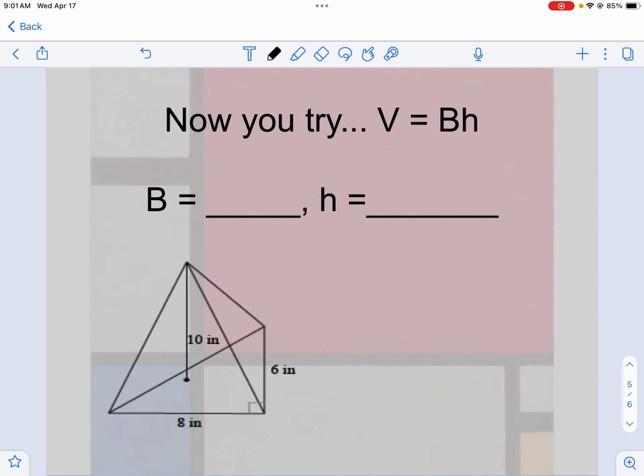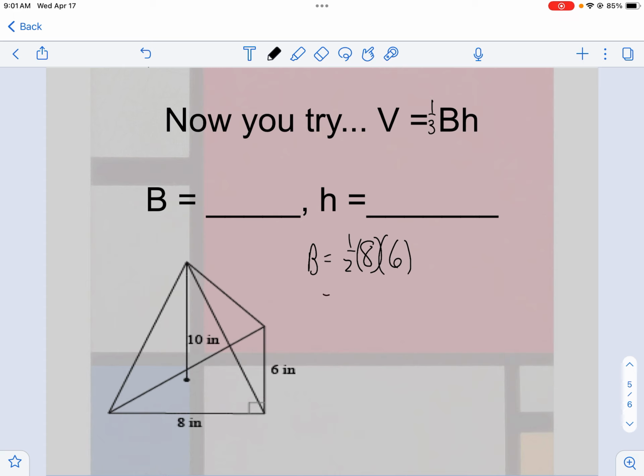On the next one, same thing, but this time my base is a triangle. Let's say V equals 1/3 BH. So the area of my base is going to be 1/2 times the base times the height. So the base of this triangle is 8. 1/2 times 8 times 6. I'm just finding the area of this base triangle right here.